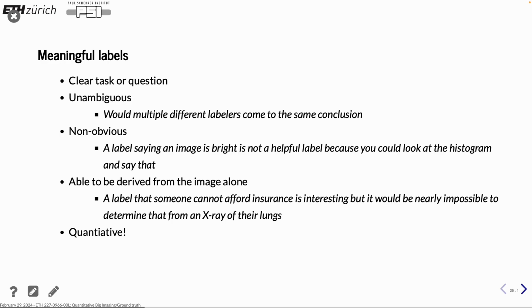It should also be non-obvious, because if you just look at the histogram, it's quite obvious that the image is bright. So that is not needed. That can be derived easily from the algorithm. And it should be possible to derive it from the image itself.